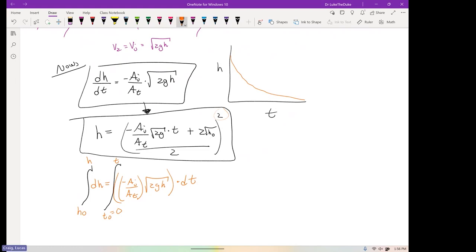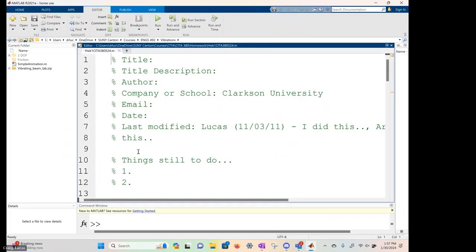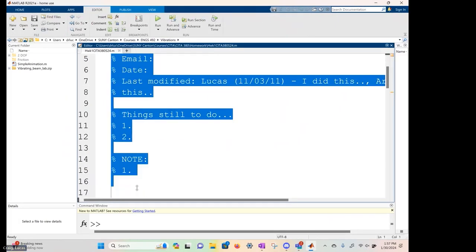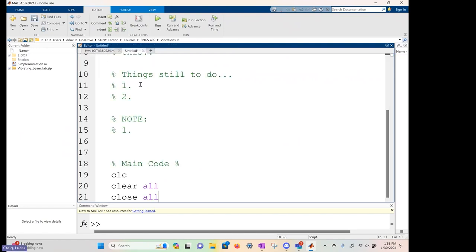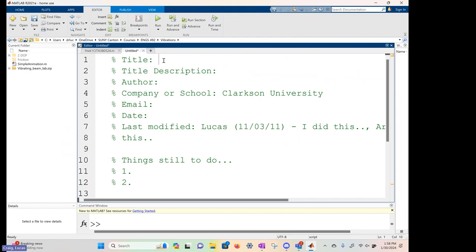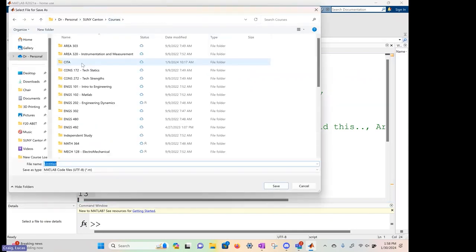Now what we're going to do is take this equation and program it in MATLAB, and solve for h. So, questions, comments? Let's program this now. Let me copy this header and paste it. I'm just going to put the title here: time to empty tank. I'm going to save it like that. And this will be homework 2.